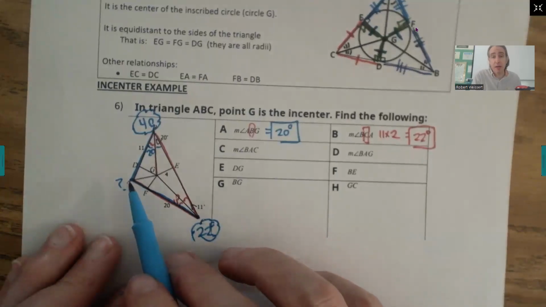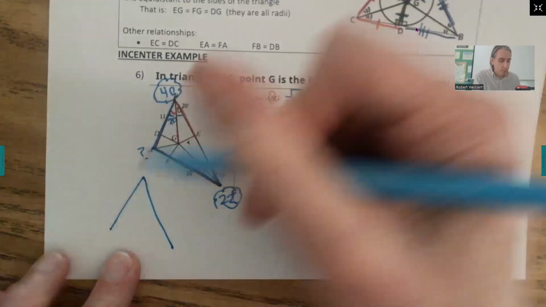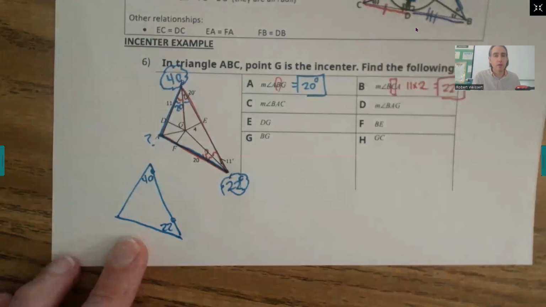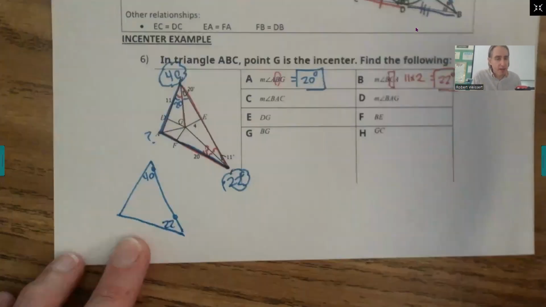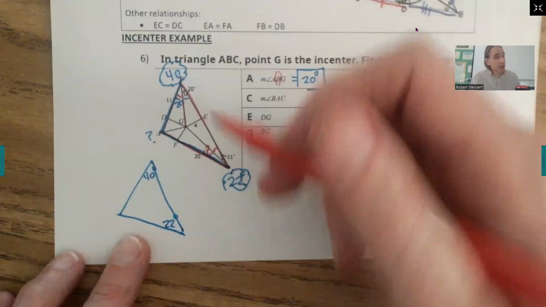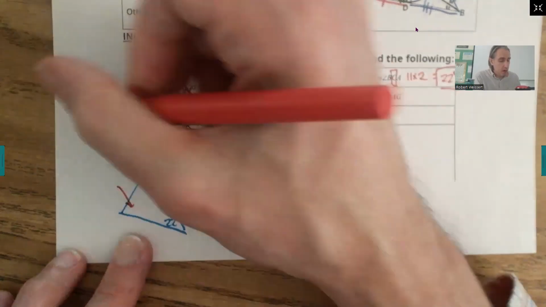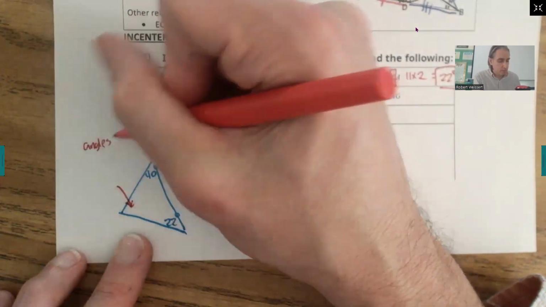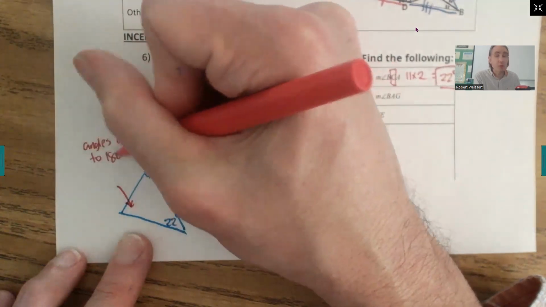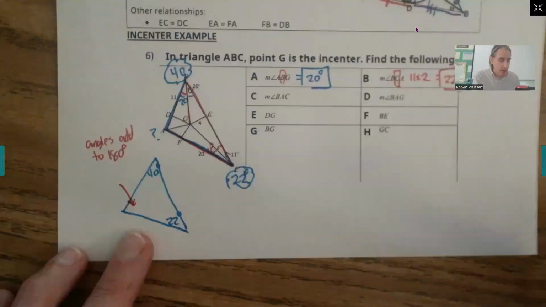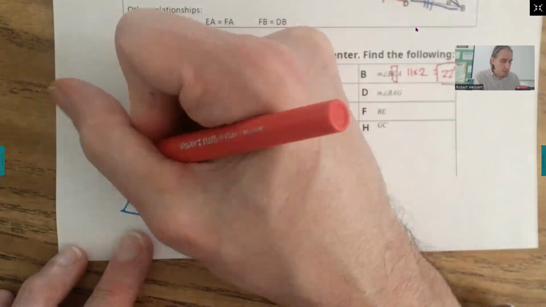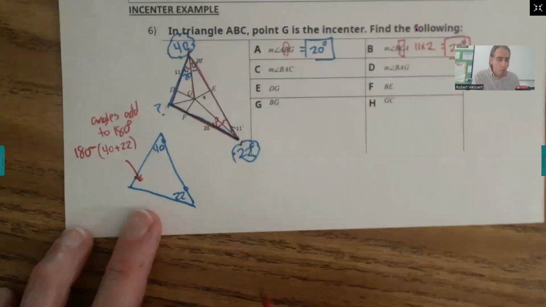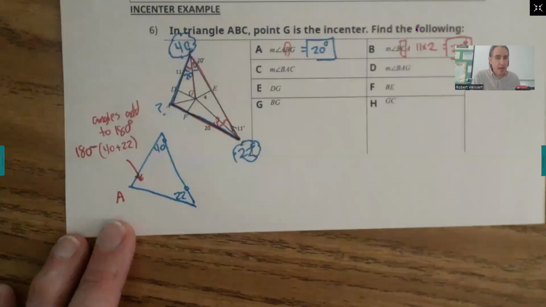So if I want to know this third angle in a triangle, can you think of something that'll help you get the missing angle? What do all three angles inside of a triangle add to? That's right, they add to 180. So all three angles in a triangle add to 180, which means we can just add these together and subtract from 180. 40 plus 22, and then take that away from 180, and you'll have that missing degree measure down here at angle A.